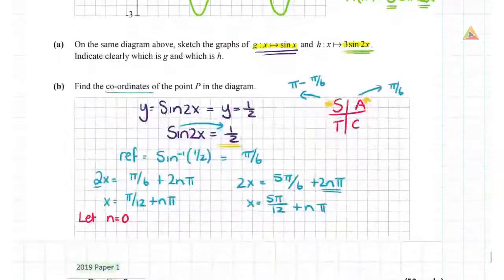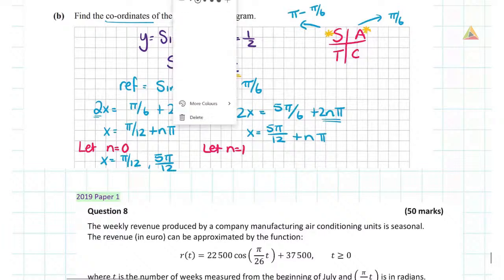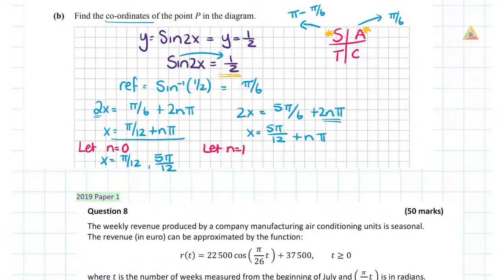and P is actually the fourth time that they meet. So when I go back here, when I let n equal 0, I get x is equal to pi over 12, and I get x is equal to 5 pi over 12. So that's the first two times they meet. So I have to continue. I have to go to n equals 1. And when I sub n equals 1 back in up here, I get x is equal to 13 pi over 12, and x is equal to 17 pi over 12.